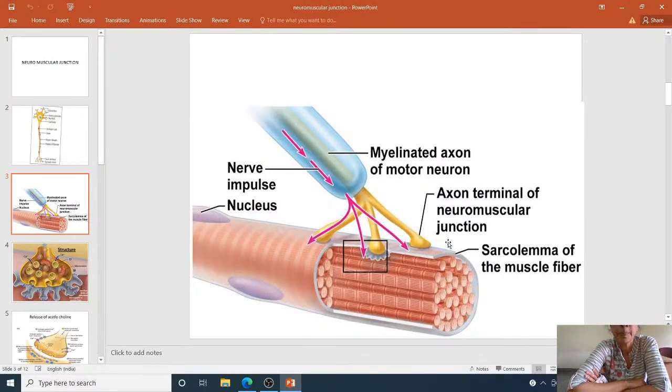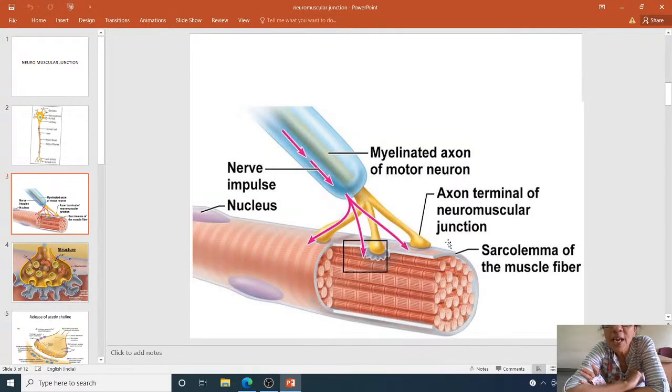So what did I say? These terminal buttons are making contact with the muscle. Where exactly? With the cytoplasm of the muscle, not with the sarcolemma of the muscle. If you look properly, it is making contact with the cytoplasm of the muscle fiber. This intimate and intensive contact of the terminal button with the cytoplasm of the muscle fiber is called the motor end plate.